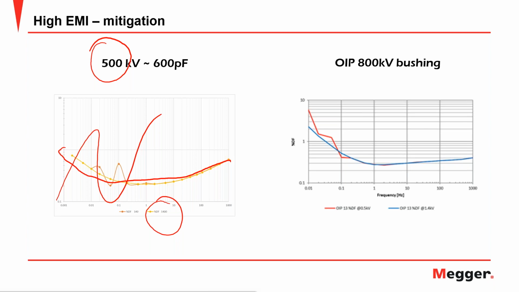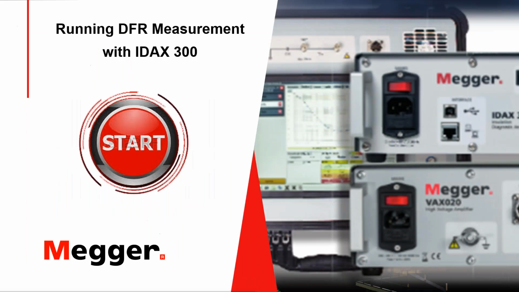Same thing on this example here. This is an 800 kV bushing. The first response in red is what you see under the influence of noise because of low voltage, and then just cranking up more voltage, you can see that we overcome the effect of noise, and we have a very good and smooth dielectric response that could be properly analyzed.